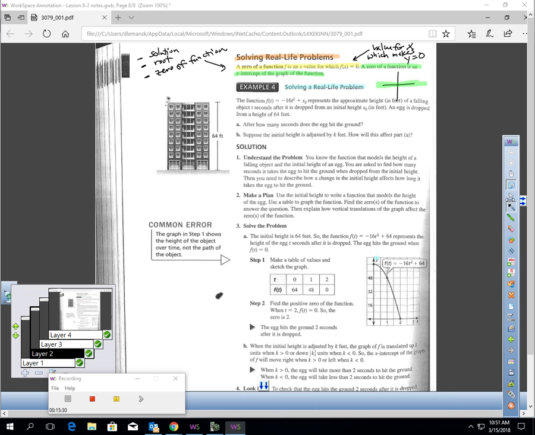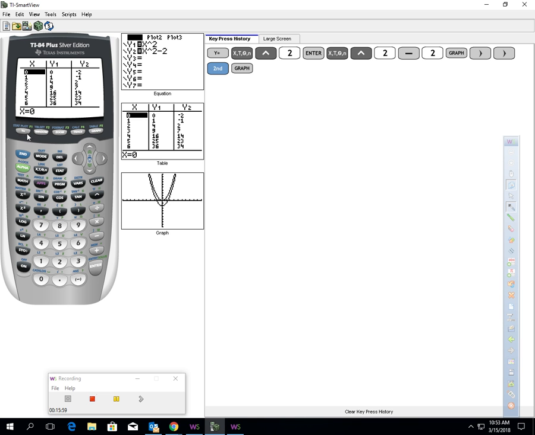So if it's dropped from a height of 64 feet, that means s is 64. So I'm going to put that in my equation. Okay? Now I need to solve this. There's a couple ways I can solve it. I could factor it. I could make a graph and table. So the book is putting this in their calculator, making a graph and table. So we'll do what the book's doing. So negative 16t squared plus 64. Let's put that in our calculator.